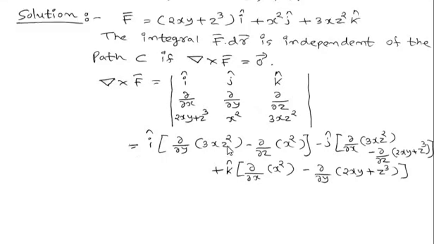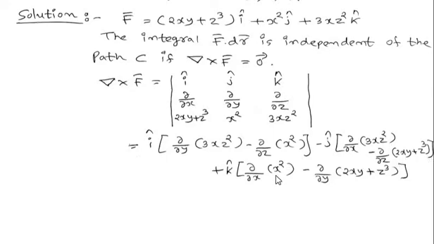Partial derivative of 3xz² with respect to y: x and z will be constant, so its result is 0. Partial derivative of x² with respect to z: x² is a constant, so its derivative is 0. Now partial derivative of 3xz² with respect to x, the result is 3z², and partial derivative of 2xy plus z³ with respect to z, the result is 3z². So 3z² minus 3z², again it will become 0.